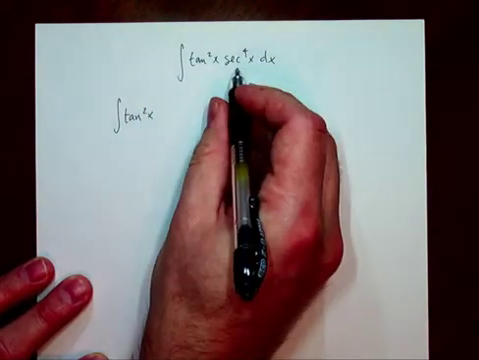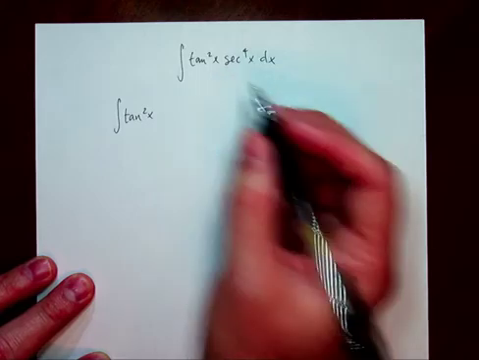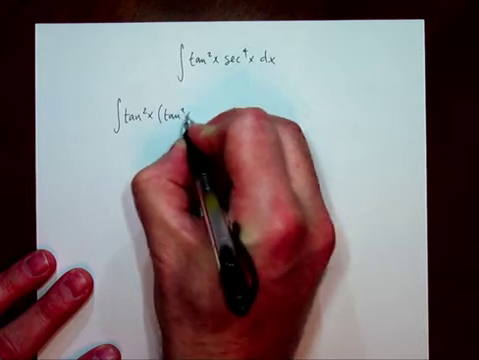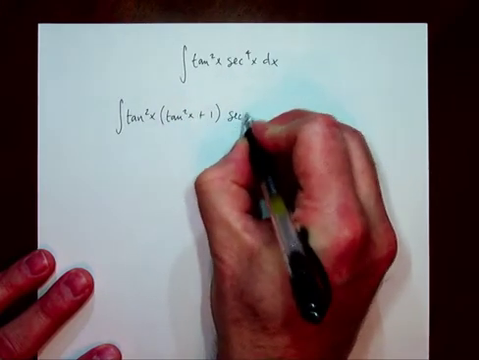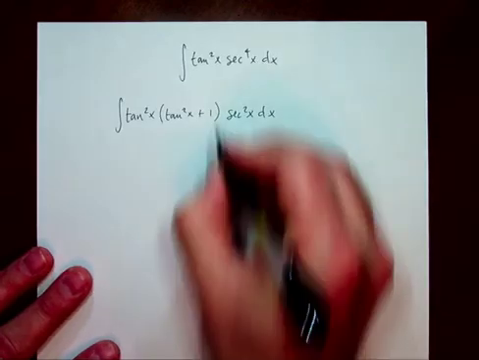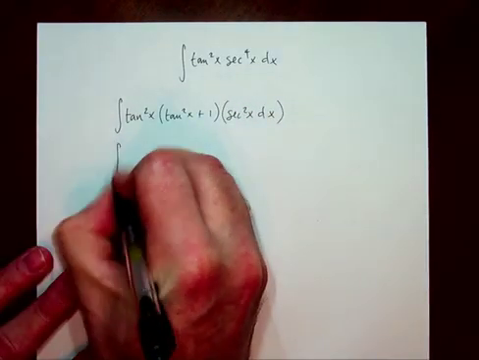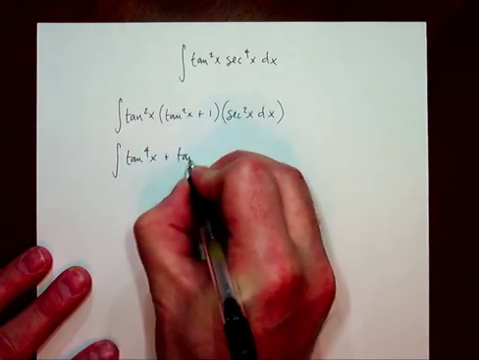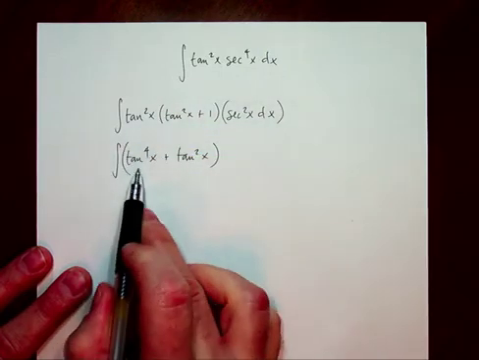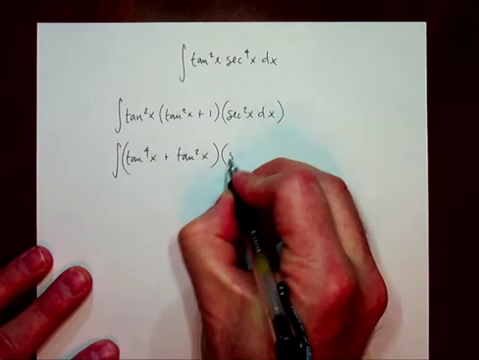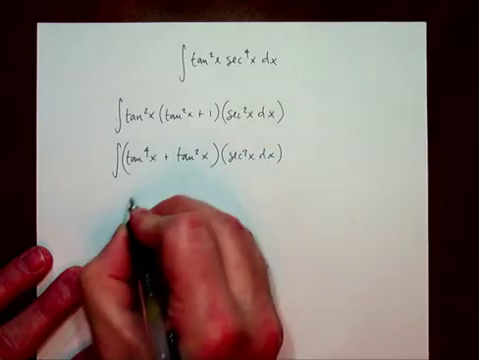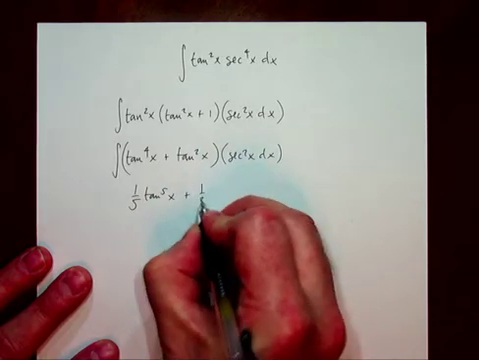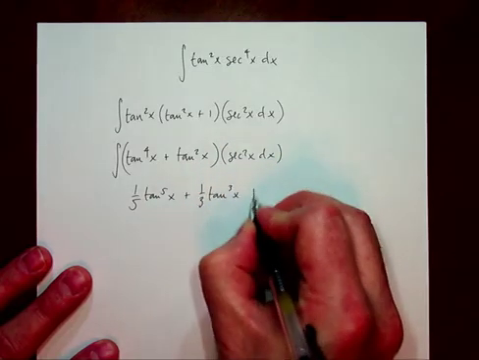So what I need to do is take one of those secant squareds and transform it into tangent squared plus 1, leaving the secant squared x dx. And that right there is my du, and I'm left with tangent to the fourth x plus tangent squared x. That's basically u to the fourth plus u squared times du. And this then becomes 1/5 tangent to the fifth x plus 1/3 tangent to the third x plus c.